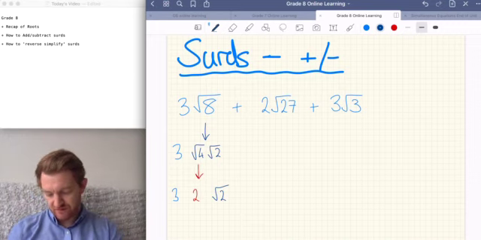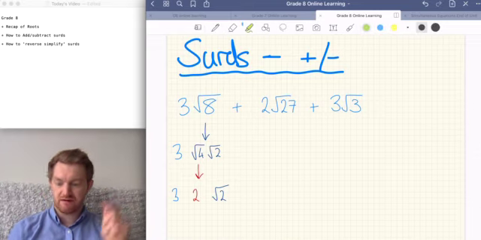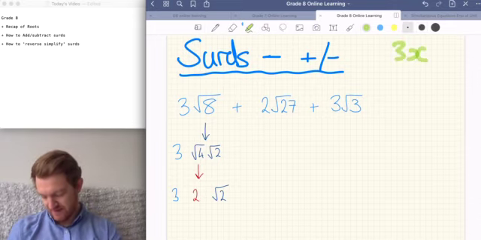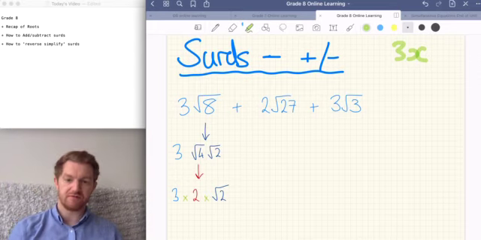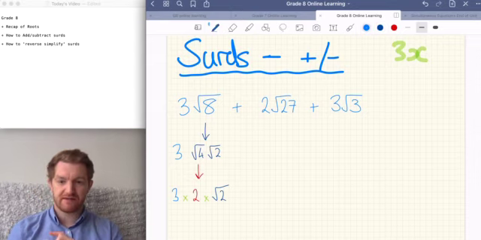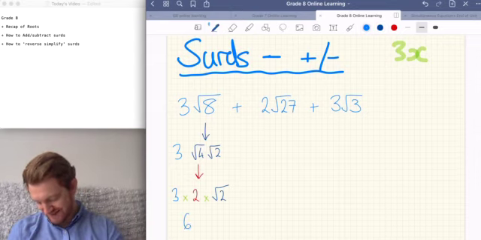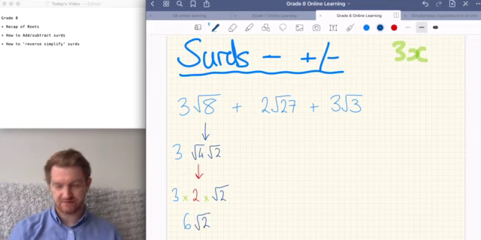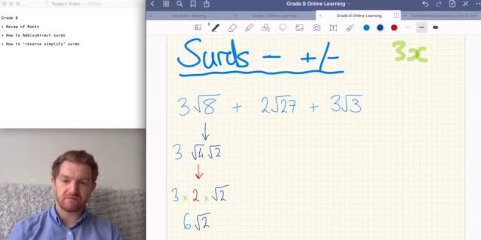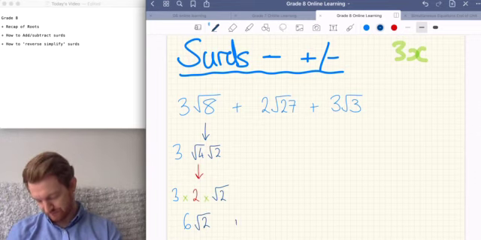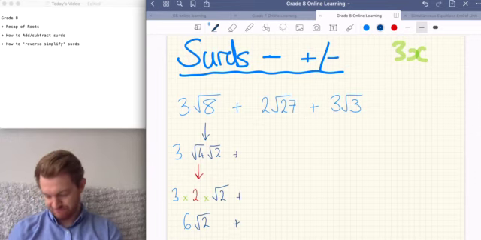Finally, just remember that everything we're doing here is multiplying. When we have 2 terms, like 3x, think about 3x as 3 times x. Same here, this is like 3 times 2 times root 2. So take the first part now. Now we're going to deal with that 3. 3 times 2 is 6. And we just keep the root 2 as it is. So we've dealt with the 3 root 8. We're going to come back to that again later, but for now, that's the first part done.